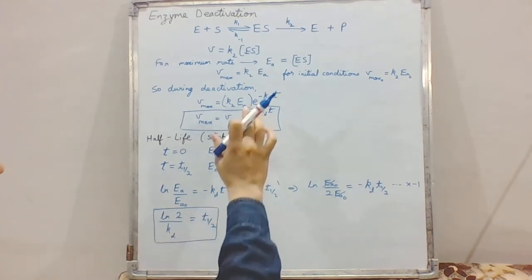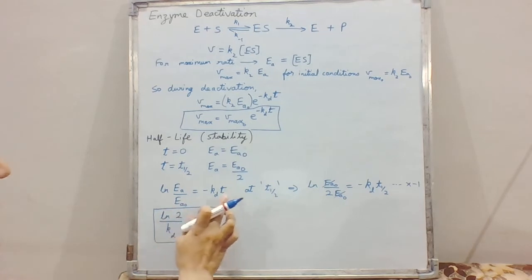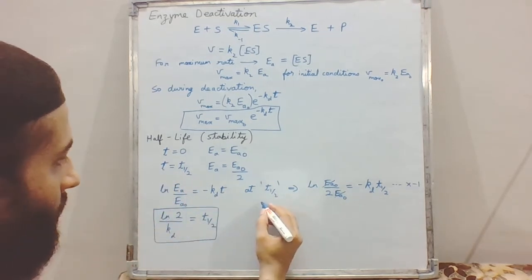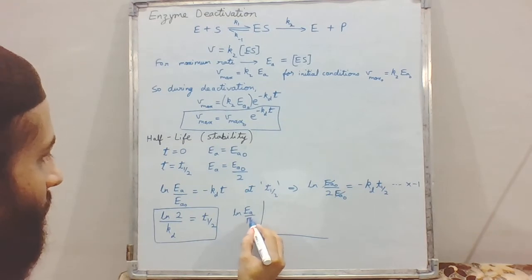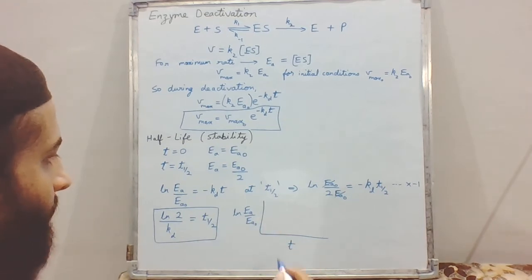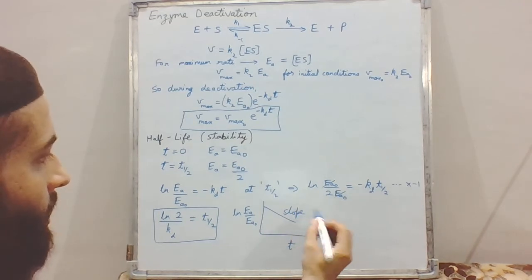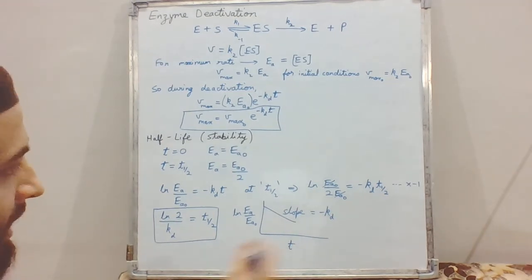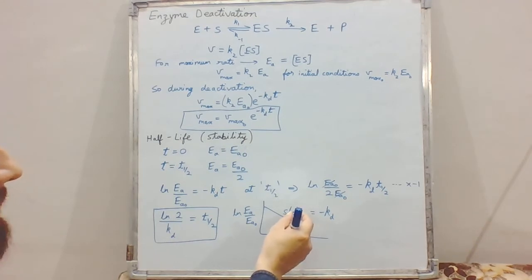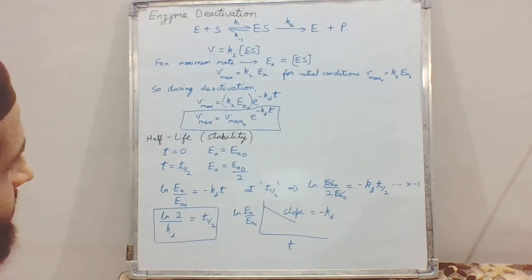We can find the value of kd easily by using a plot of time and the logarithm of Ea upon Ea naught. If we plot a curve between natural log Ea upon Ea naught and time, then we will get a negative slope, and the slope of this curve will be equal to minus kd. So the magnitude of kd would be the magnitude of the slope of this curve. So this is all about enzyme deactivation and how to report stability of the enzyme by using half-life.